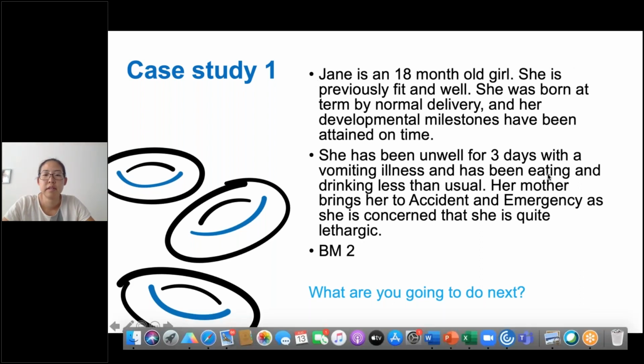So the history is Jane is an 18-month-old girl. She is previously fit and well. She was born by normal delivery and she's developed normally. She has been vomiting for 3 days with a gastroenteritis kind of picture. She's been eating less than usual, and her mum brings her to A&E because she's concerned that she's quite lethargic.